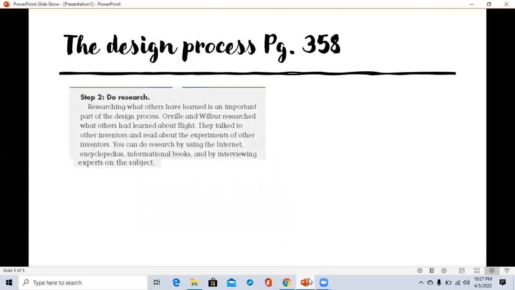The second step is to do research. Researching what others have learned is an important part of the design process. The Wright brothers researched what others had learned about flight. They talked to other inventors and read about the experiments of other inventors. You can do research by using the internet, encyclopedias, informational books, and by interviewing experts on the subject.